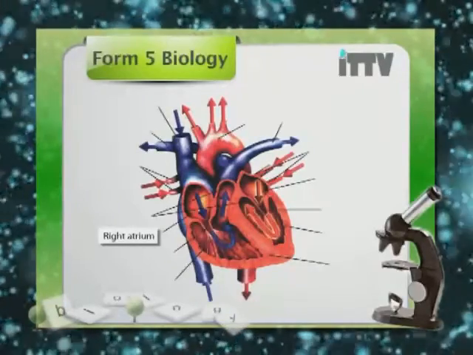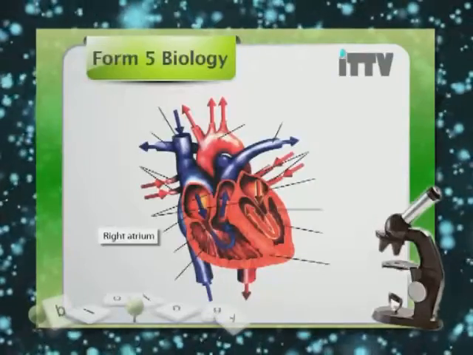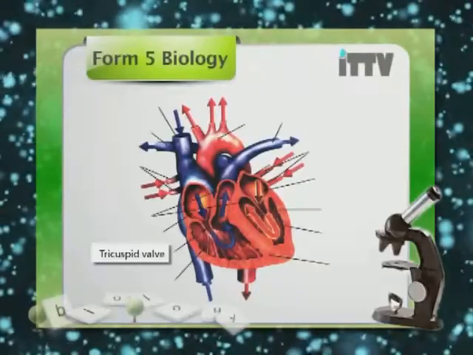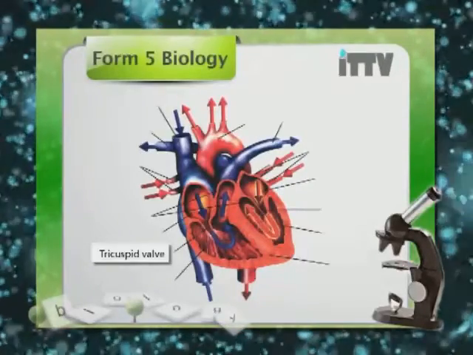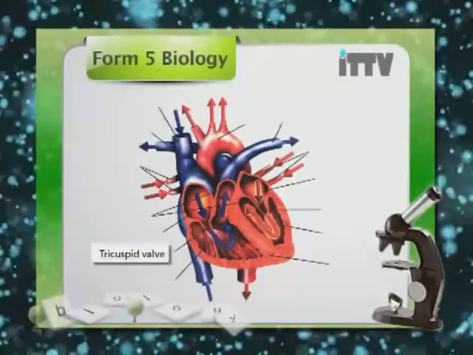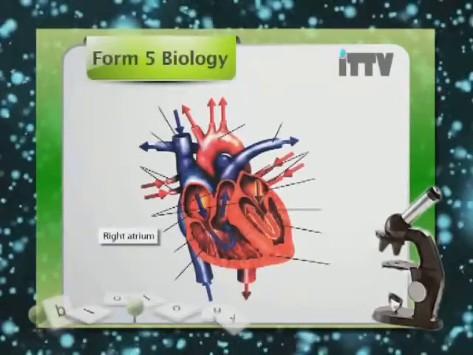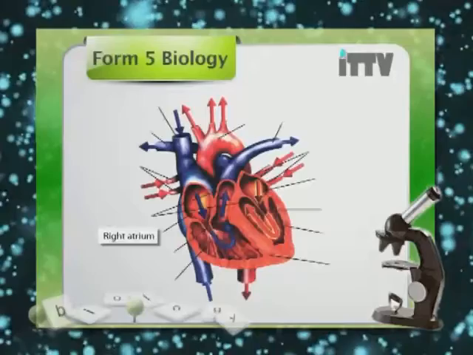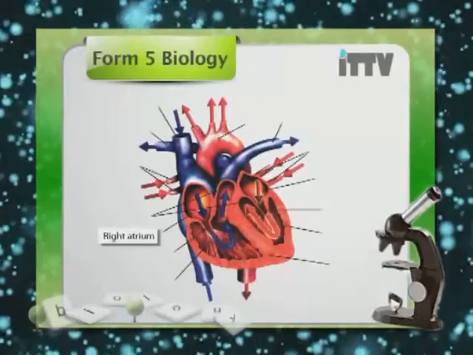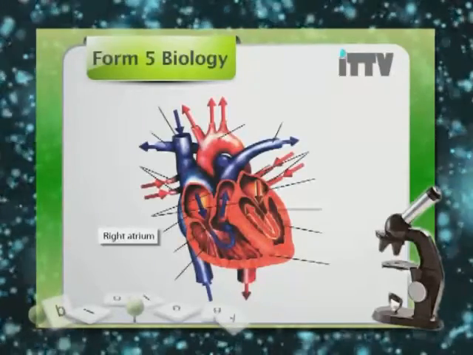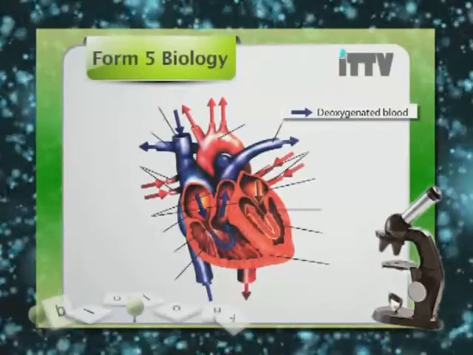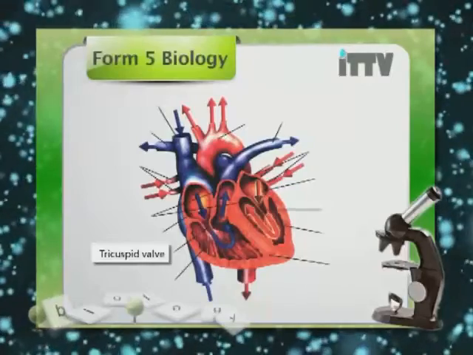Now, the right atrium is actually separated from the right ventricle, and if you can see here, there is a valve structure. This valve is named the tricuspid valve. It is an atrioventricular valve. The right atrium, once it contracts, pushes open the valve, hence enabling the blood to be pumped into the right ventricle. Once the right ventricle is filled with deoxygenated blood, the tricuspid valve closes.